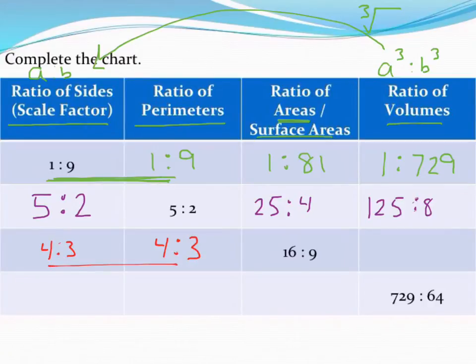Now that we have home base figured out, we know where we're starting from, now I can cube those numbers to find my volume ratio. 4 to the third is 64. And 3 to the third is 27. So 64 to 27 would be my volume ratio.